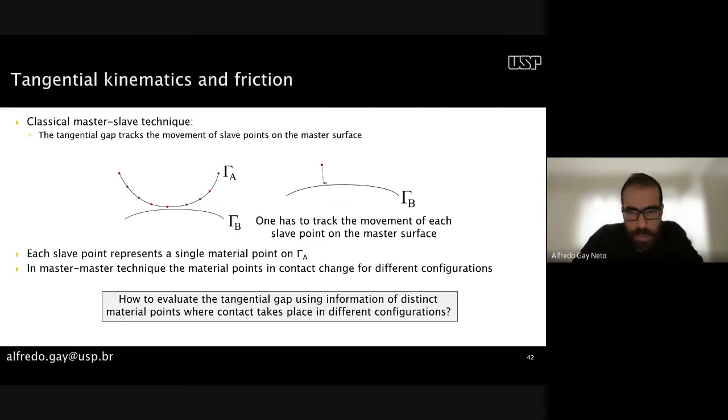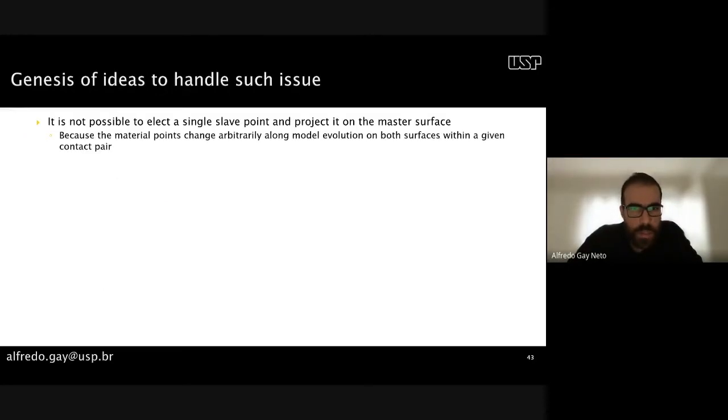But the problem is that in a master-master scheme, we don't have such a way to have a slave point from the beginning and study how its movement takes place, or whether it was sliding on the other surface. So we don't have that. This can be an issue, since it's not possible in the master-master scheme to take a single slave point, project it onto the master surface and directly study its movement. So what do we have to do?